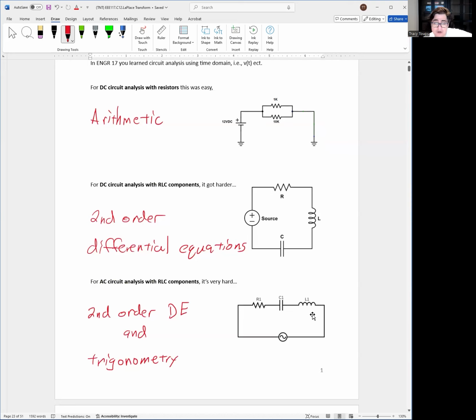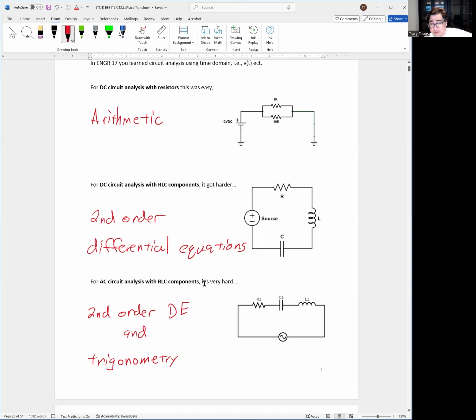AC analysis with RLC components in the time domain is very, very hard. It's so hard that you typically don't learn it in circuit analysis or any of your math courses. Where in math did you learn to do a second order differential equation when your input signal is sinusoidal, basically trigonometry? You never learned that. You learned it when the input was just a number, right? A DC component, sure, we could do that. The reason why is this second order DE with trig is very, very hard to solve on paper. It's going to take you a very long time.